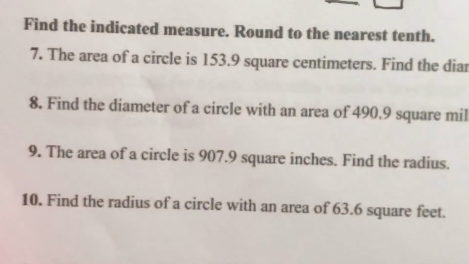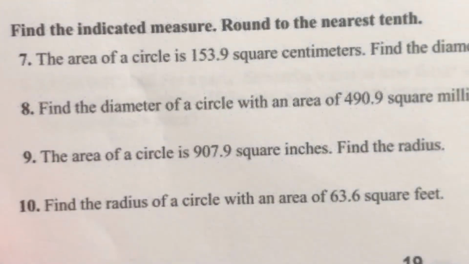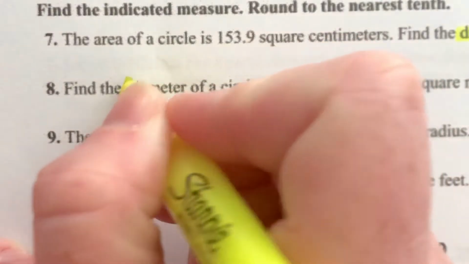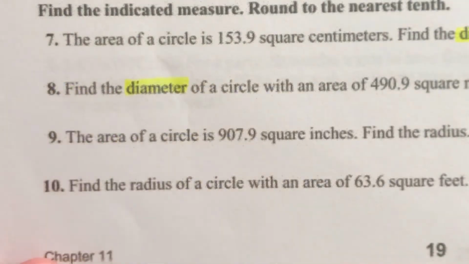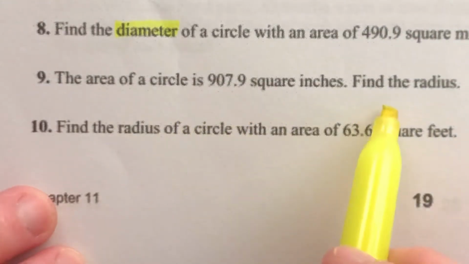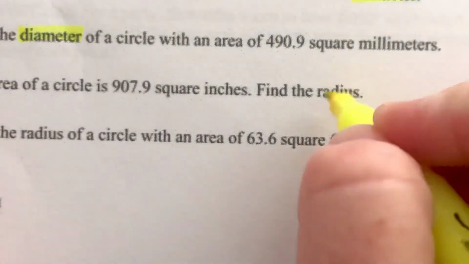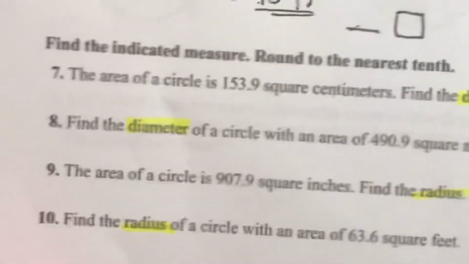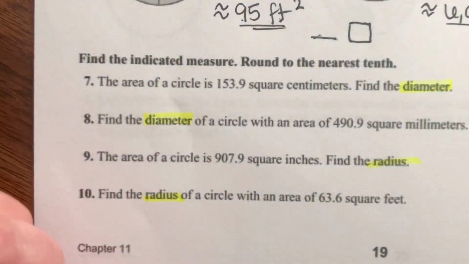All right, so we have to read the directions carefully. The one thing I want to look for is diameter or radius. For this first one, it says find the diameter. For the second one, it tells us to find the diameter. Number 9, find the radius. And number 10, find the radius. Okay, so make sure you're paying attention to that for each problem.